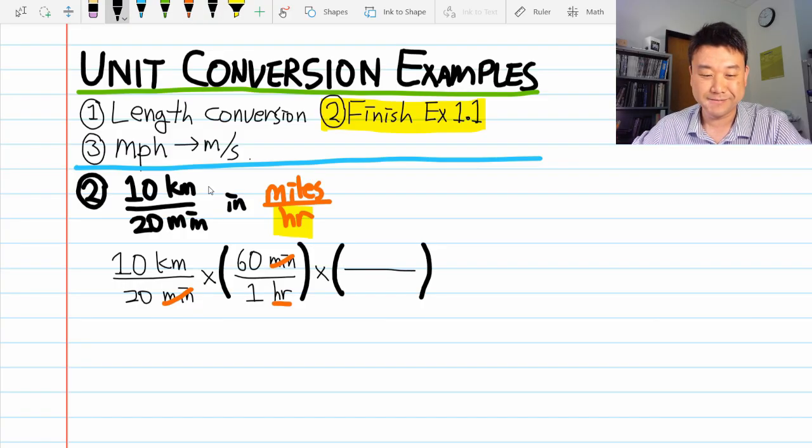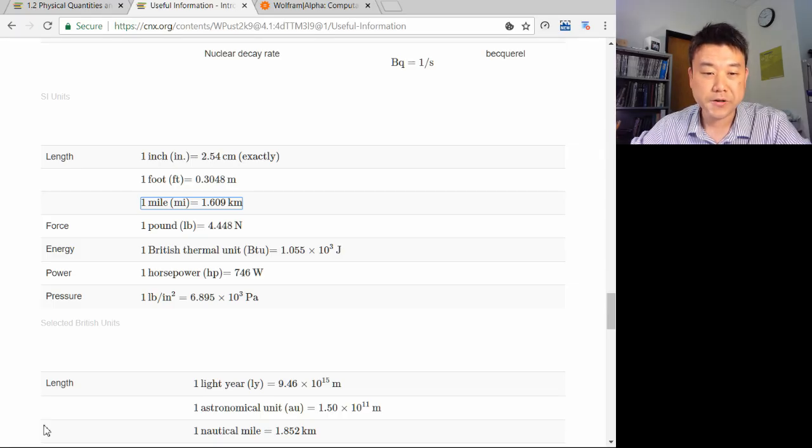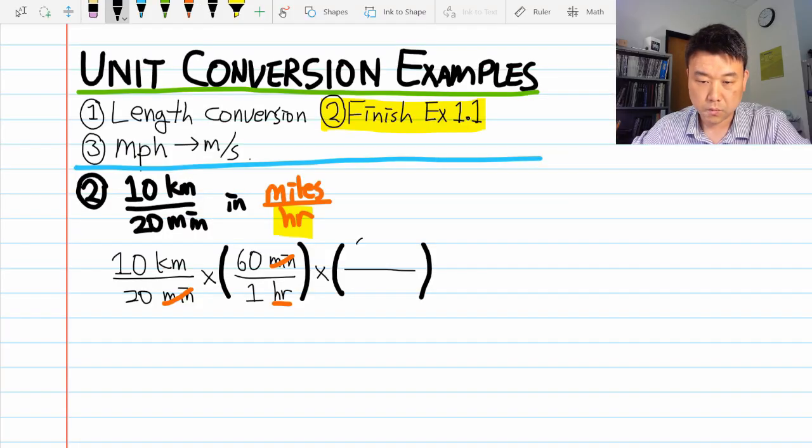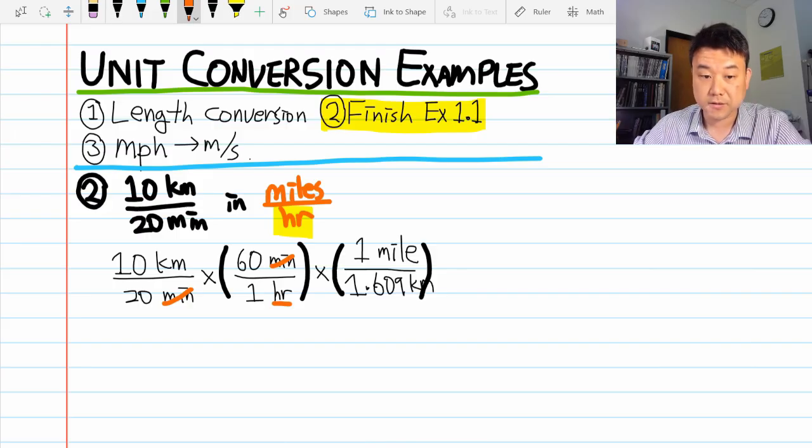For the second factor, I have to look up the number again because I never have this memorized. So going back to useful information, I want kilometers to mile conversion. So 1 mile is 1.609 kilometers. So 1 mile is equal to 1.609 kilometer. Making sure we put them in the correct places so that this kilometer in the numerator will be cancelled out by this kilometer in the denominator and we'll be left with a mile. So the unit that we are left with is miles per hour, or mph.